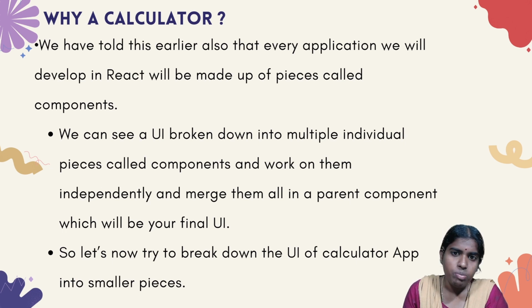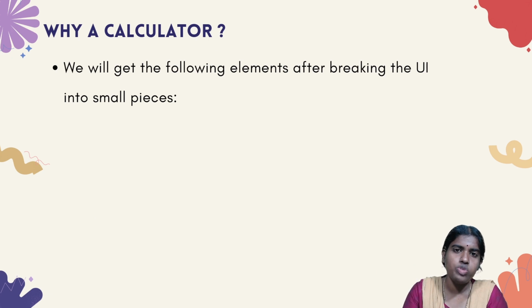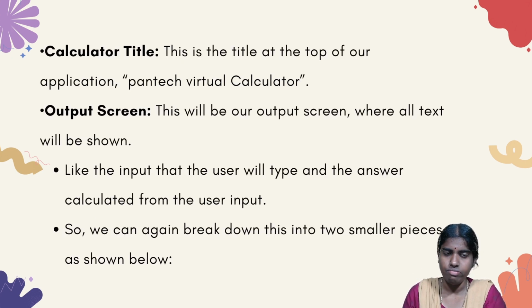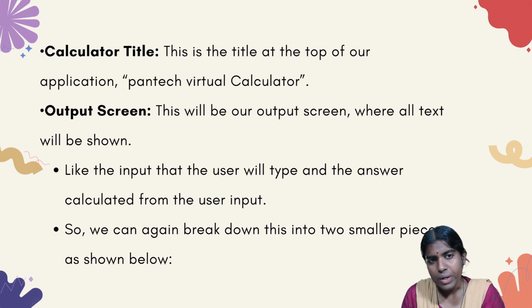So the UI, the user interface part, is broken down into multiple individual pieces called components. I'm going to work on them independently and merge them all into a parent component. It will be the final UI. So I'm going to split my UI into smaller pieces. Clear with this? I'm just giving you a brief overview.